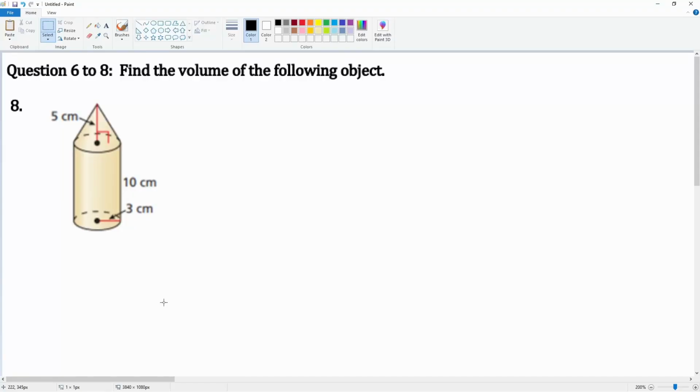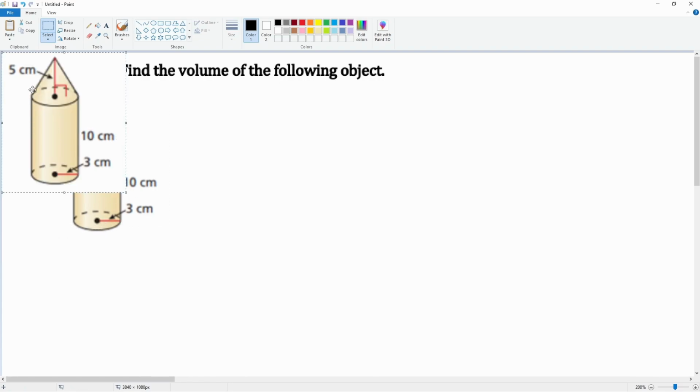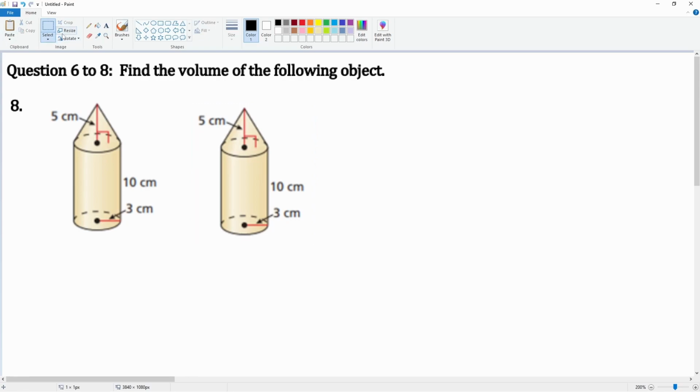Number 8, we're looking to find the volume. This is a composite figure, and this composite figure is made up of two things. The first one is the cylinder, which is just this piece, right? And then the other piece would be the cone part itself, all right? So this would be the two pieces that we're looking for.